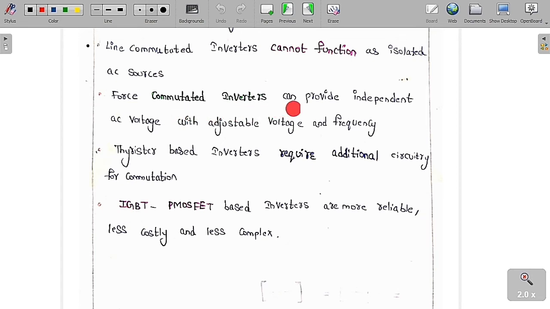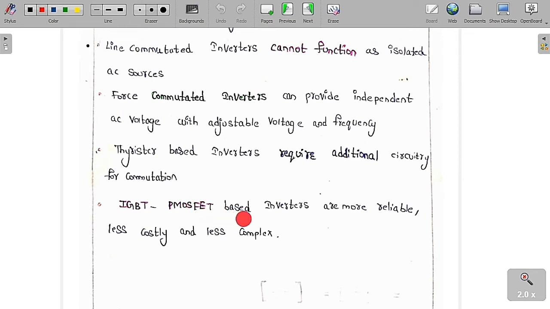Force commutated inverters can provide independent AC voltage with adjustable voltage and frequency. Thyristor-based inverters require additional circuitry for commutation, because I have already told you that in inverters and choppers we are going to use fully controlled devices. A thyristor is semi-controlled, so if you want full control, to turn it off we have to go for a forced commutation circuit.